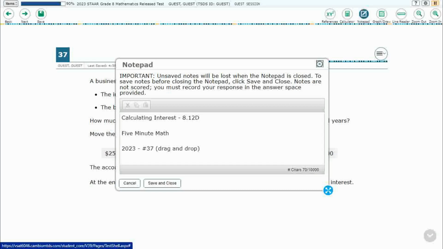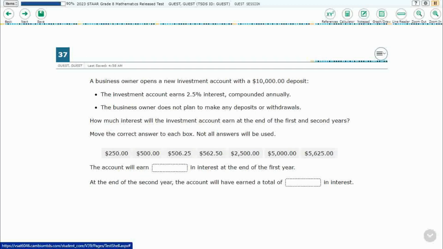Today we are looking at the 8th grade concept of calculating interest. This is standard 8.12d in the great state of Texas, and we are using item number 37, which is a new item type called drag and drop, of the 2023 released STAAR test. If you haven't done so already, please go ahead and take a moment to pause the video, work this problem out on your own, unpause it, and we will look at our answers together.